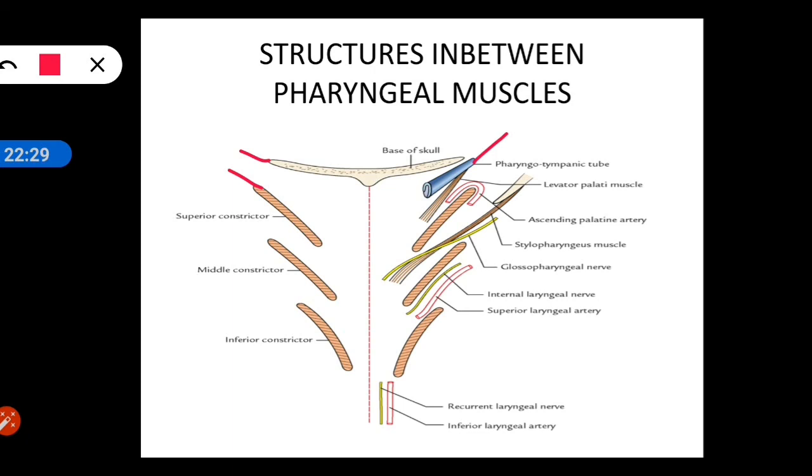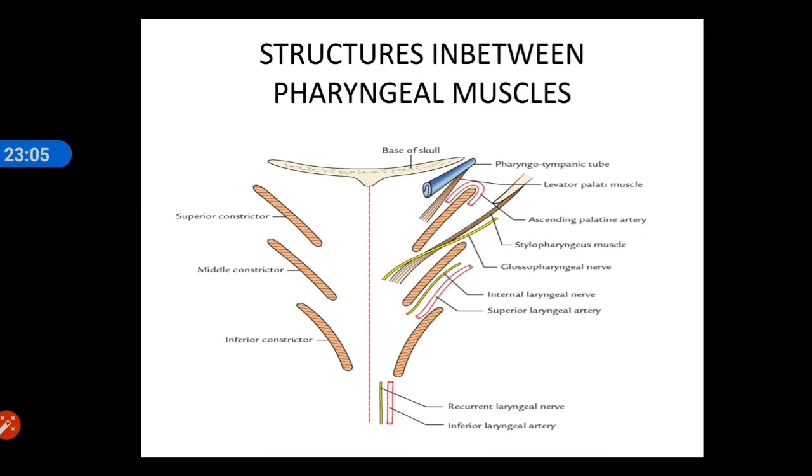So we have the eustachian tube. We have a muscle which is called levator palati muscle, levator veli palati. We have an artery that is called ascending palatine artery and also the palatine branch of ascending pharyngeal artery. All these are the structures present in between the base of the skull and the superior constrictor. We can see them here: the eustachian tube, the levator veli palati muscle, ascending palatine artery and the palatine branch of ascending pharyngeal artery.